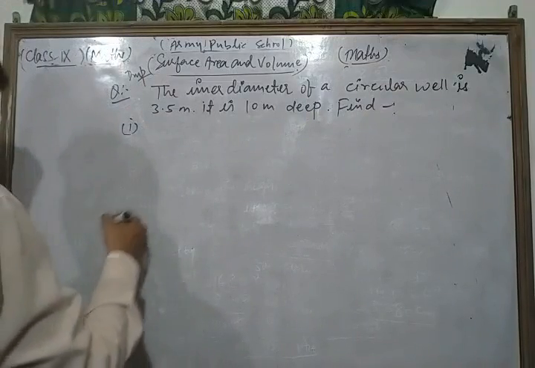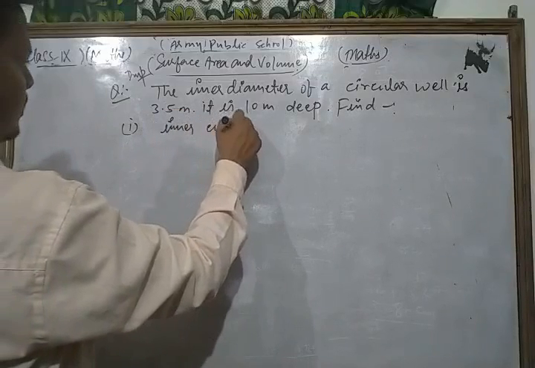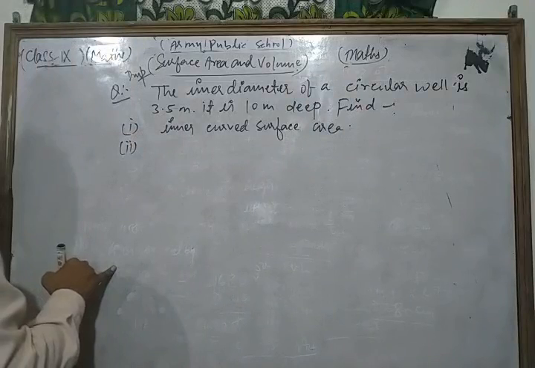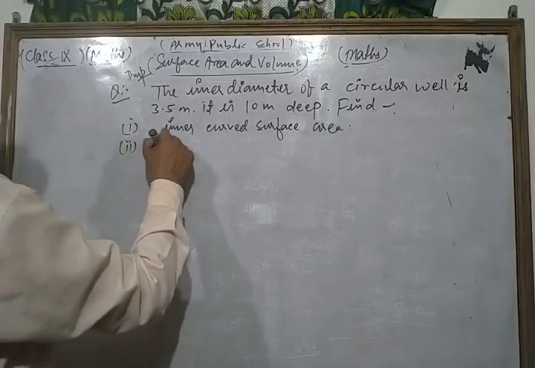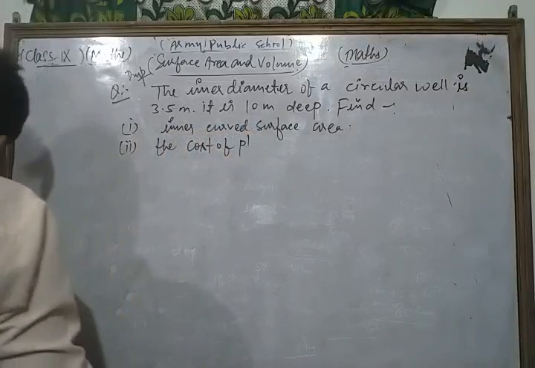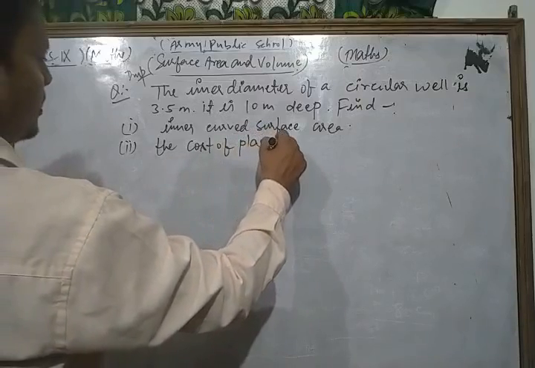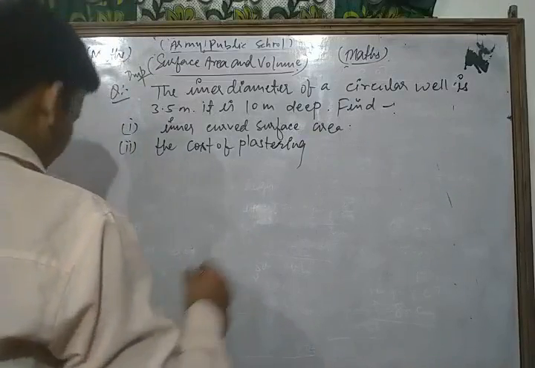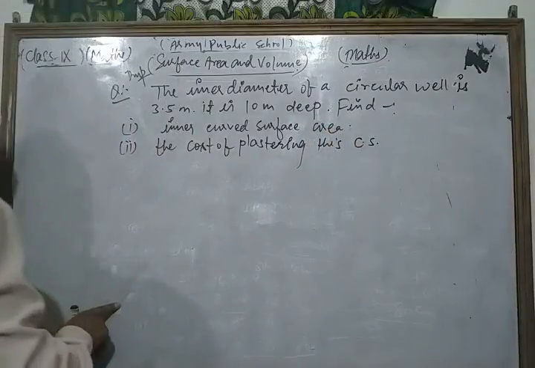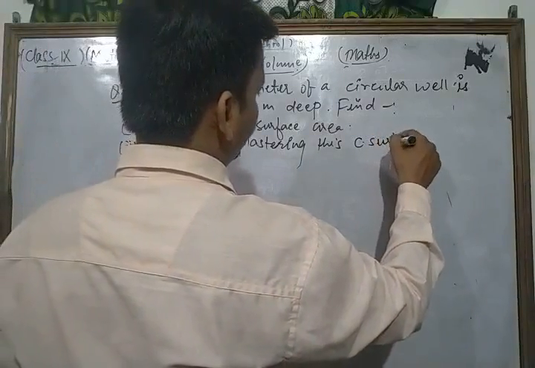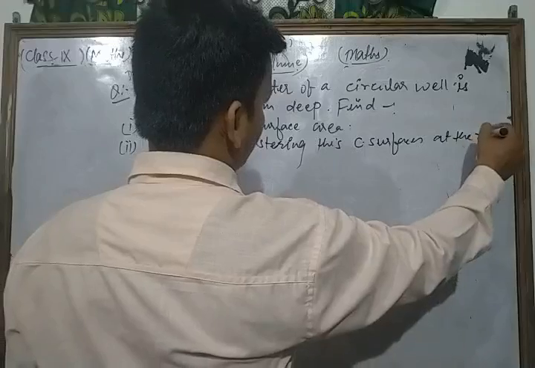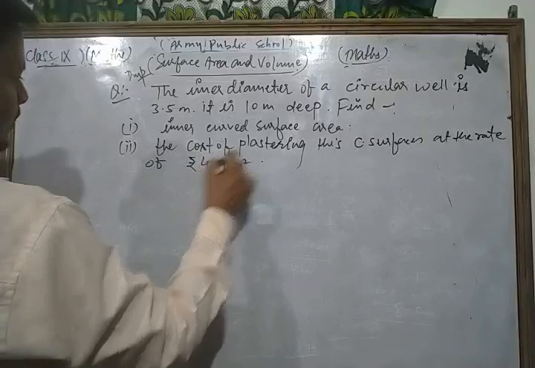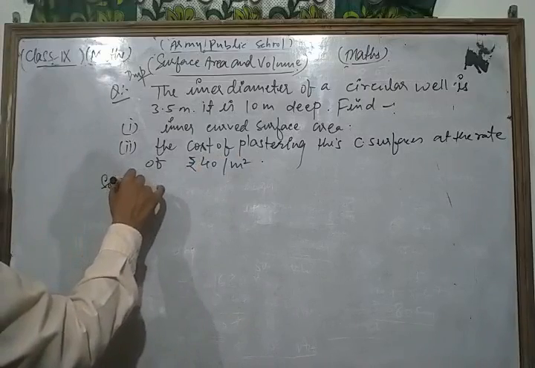first part, the inner curved surface area, and second, the cost of plastering this curved surface at the rate of rupees 40 per meter square. Now let's see its solution.